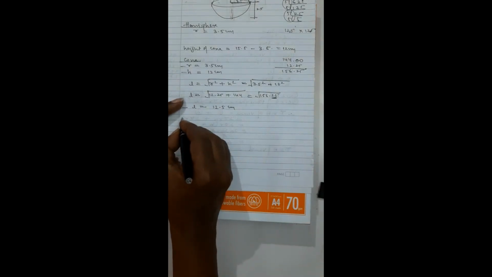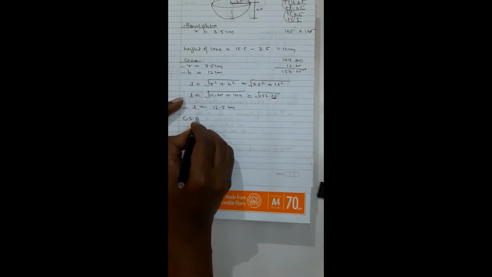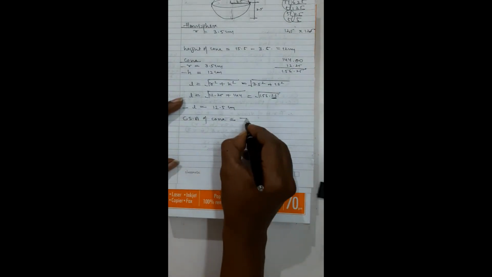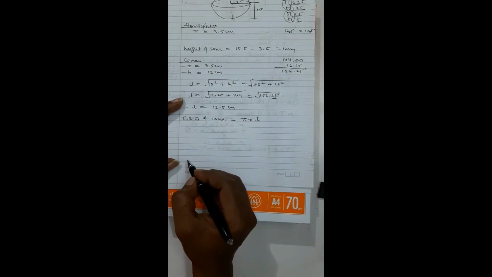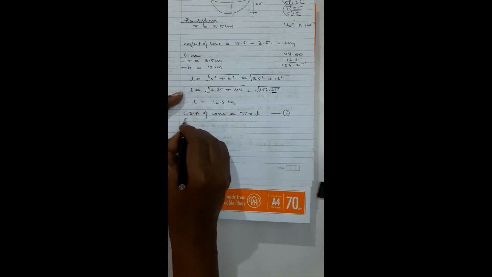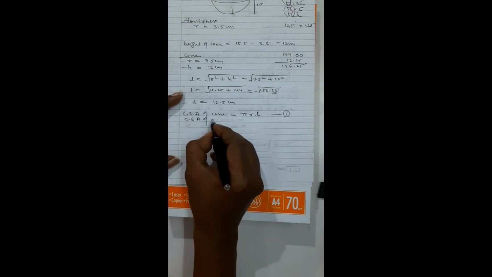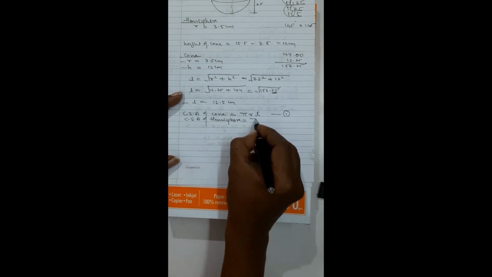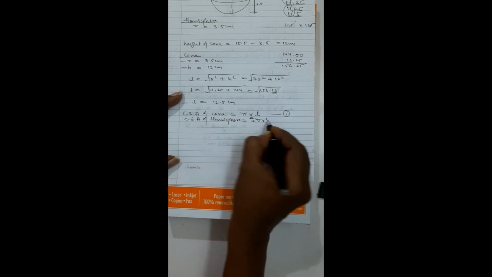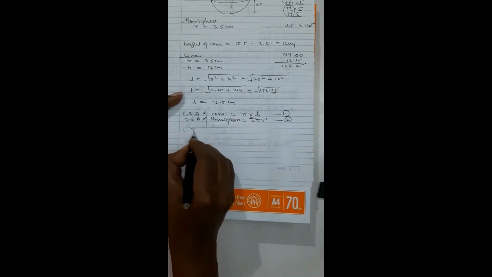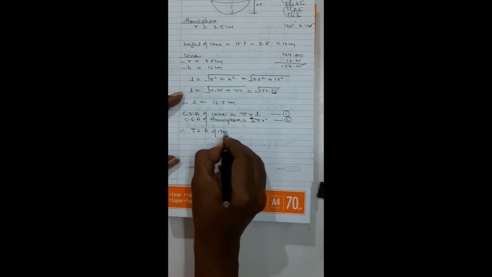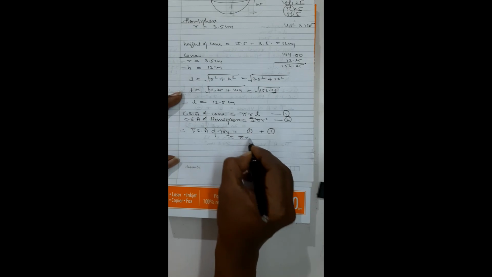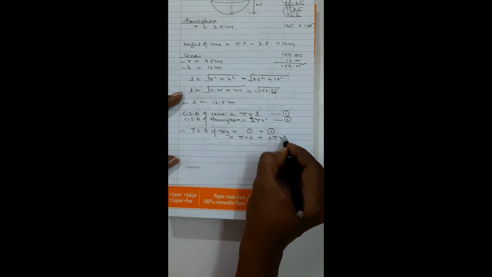For that what I will require: curved surface area of cone is equal to pi r L. Fine, this is 1. Also curved surface area of hemisphere will be 2 pi r square. This will be 2. Therefore total surface area of toy will be equal to 1 plus 2, that will be equal to pi r L plus 2 pi r square.